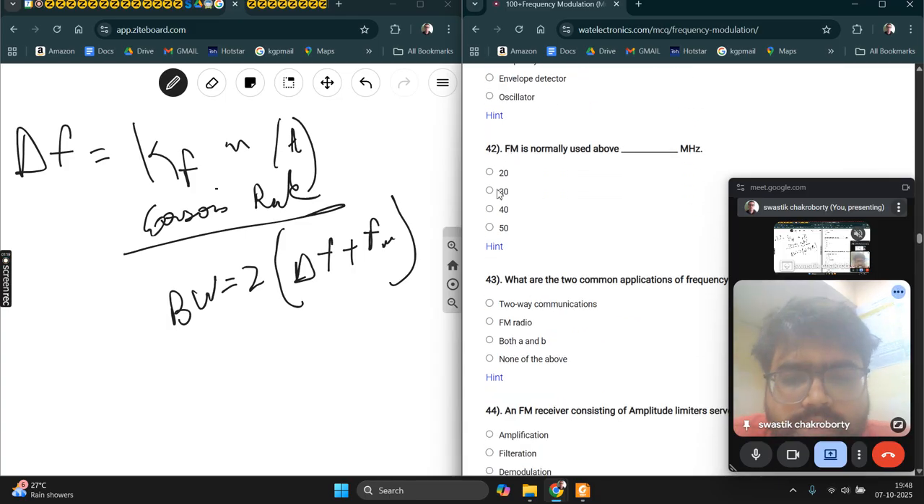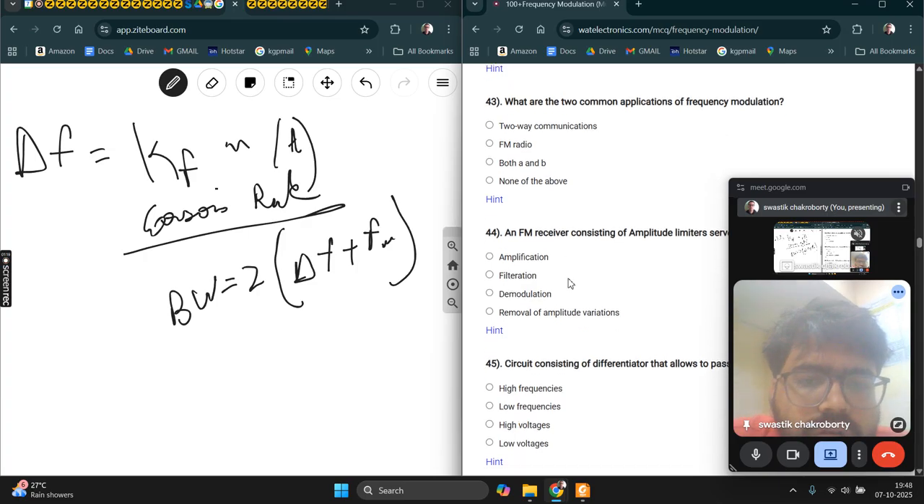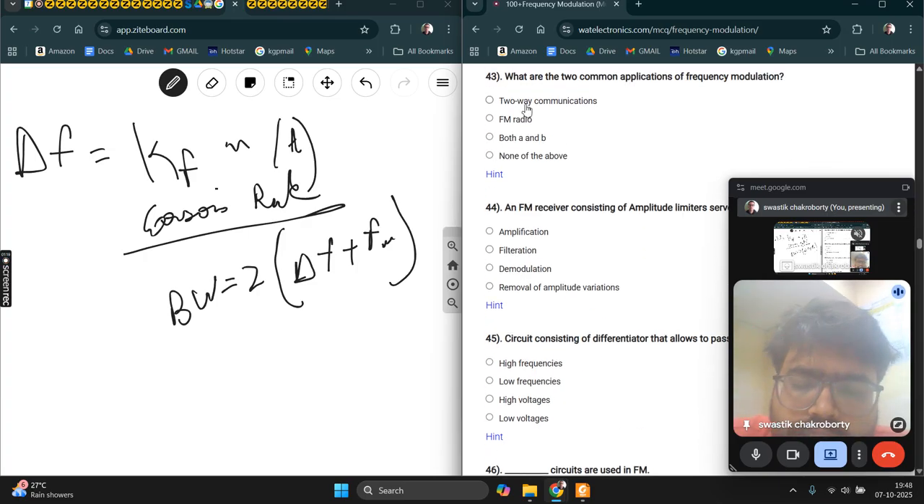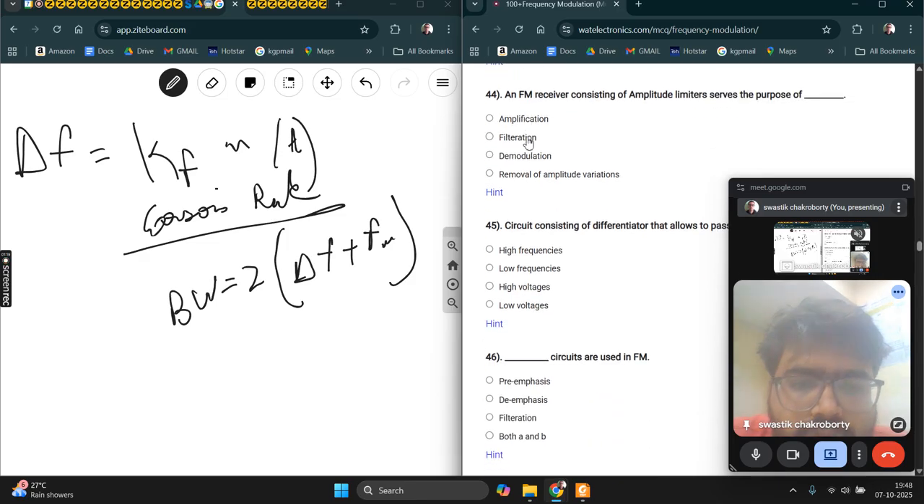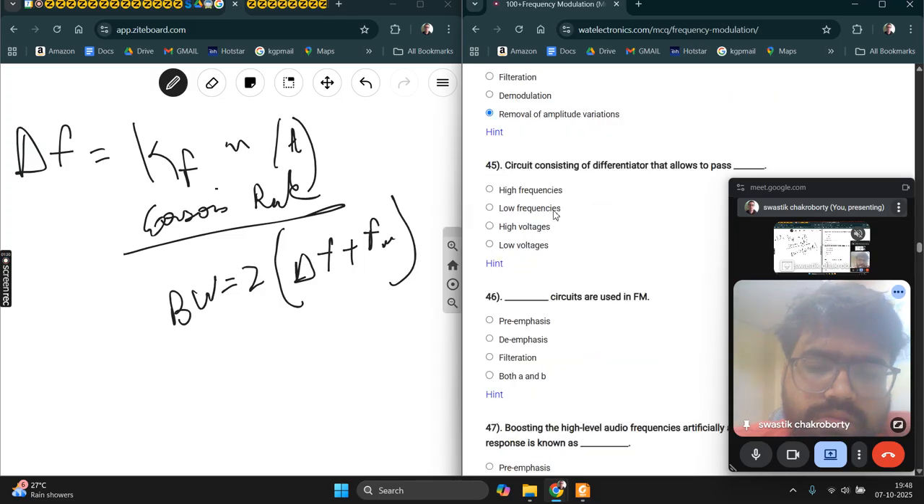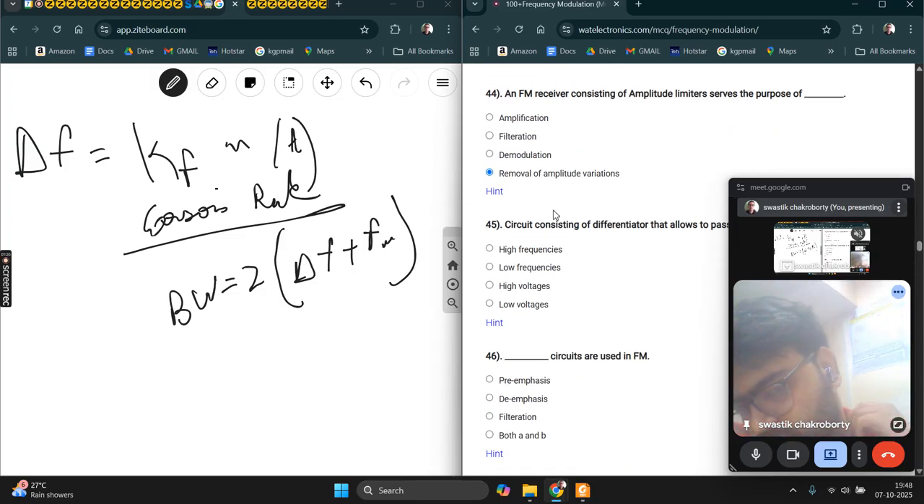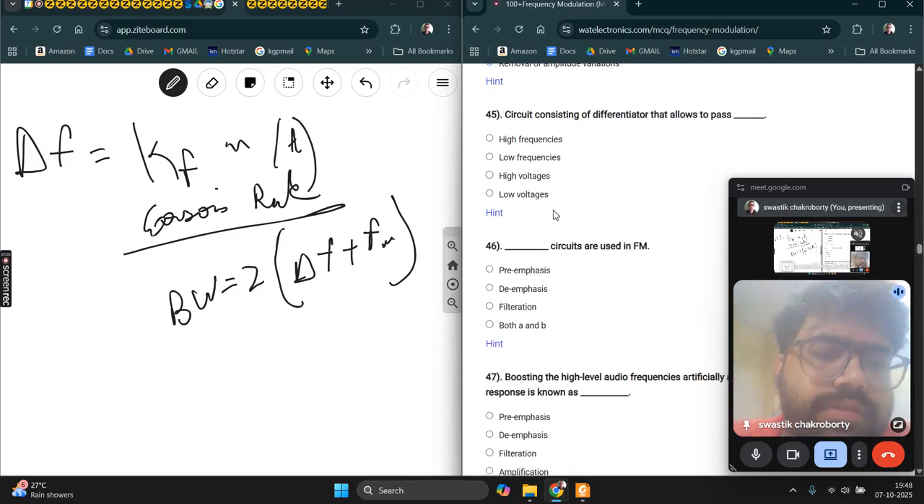FM is normally used above 30 MHz. Two common applications are communication and FM radio. An FM receiver consists of amplitude limiters. The purpose of the amplitude limiter is removal of amplitude variations. So it removes noise. Circuit consisting of differentiator allows.